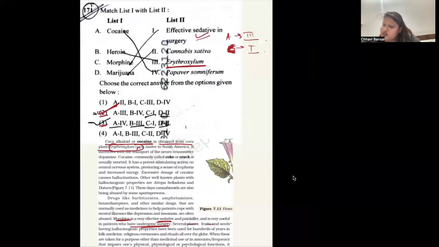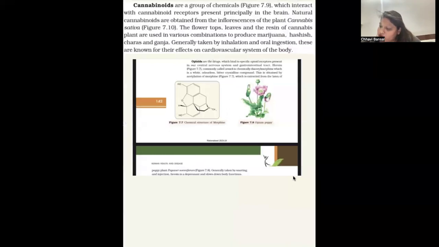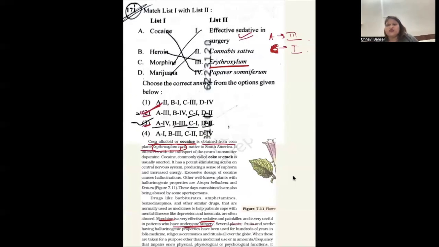Right? Otherwise, we also have where the other things are taken, right? From where the heroin is taken and the other things as well. But if you know all these 2 options also, you can easily solve the question. Clear?